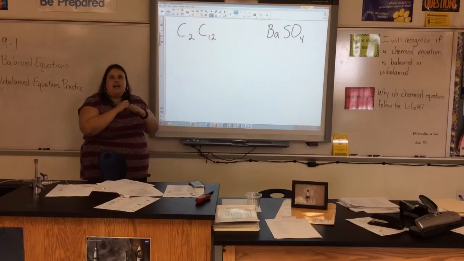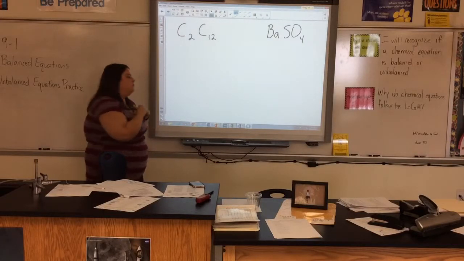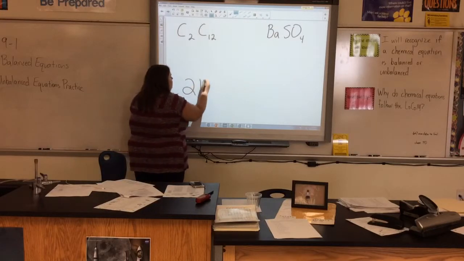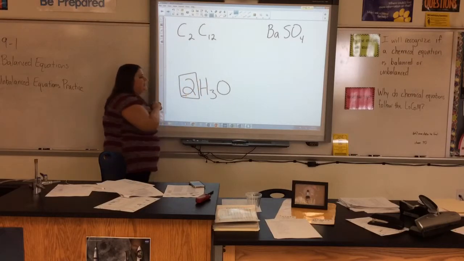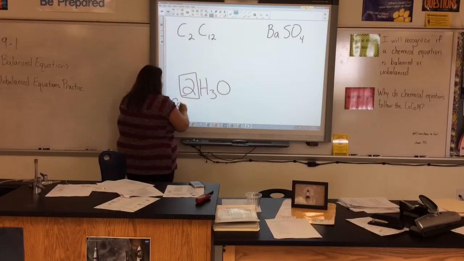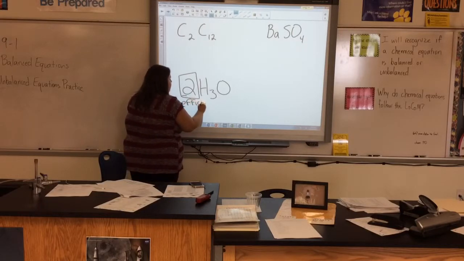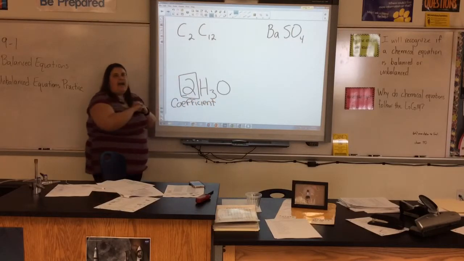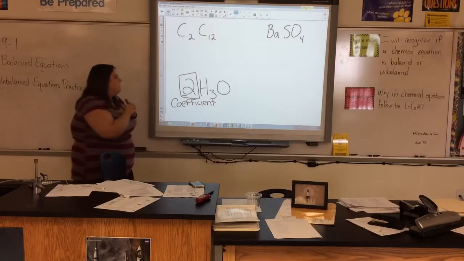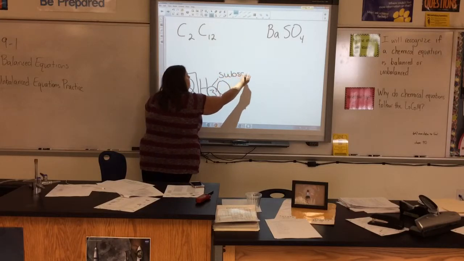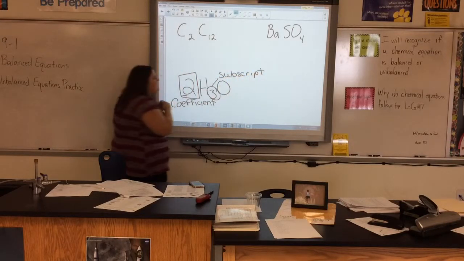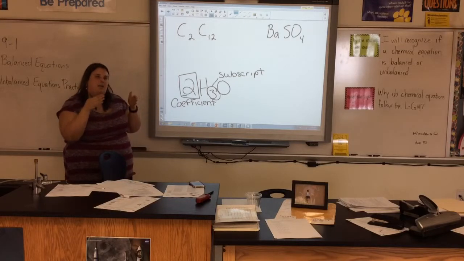First, when we talk about counting atoms, we need to know what a coefficient is, and we need to know what a subscript is. A coefficient is our large number that comes before the molecule. So for example, 2H3O, this 2 is my coefficient. The coefficient tells me how many molecules I have present there. Okay? This 3 is my subscript, and it tells me how many of that one element I have.